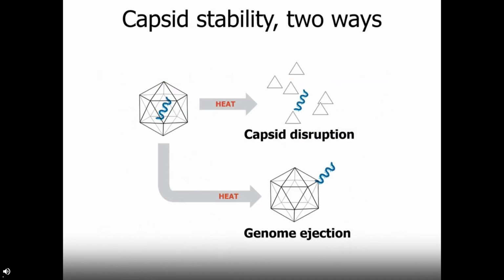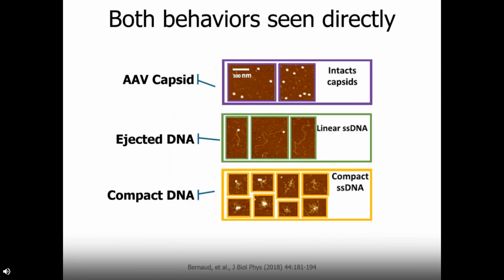So the first question to address usually is, how do we know that AAV capsids have these two different stability options for sort of falling apart, the capsid disruption and the genome ejection pathway? Well, for that we go to the literature. Here we can see 3 different morphologies of AAV in an AFM data set done on AAV8 and AAV9. These AFM images show both behaviors directly.